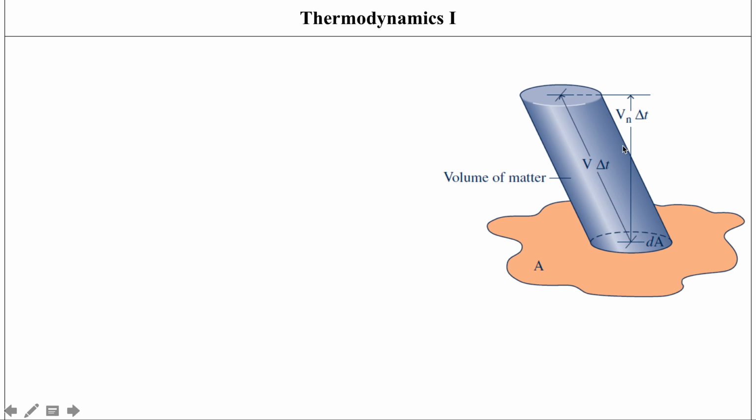But this component v delta t can basically be distributed into two components, its normal component and its tangential component. So the normal component would be the one in this direction, basically in the direction of the flow.